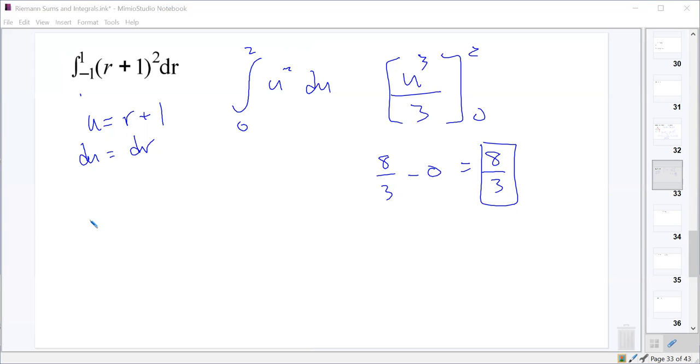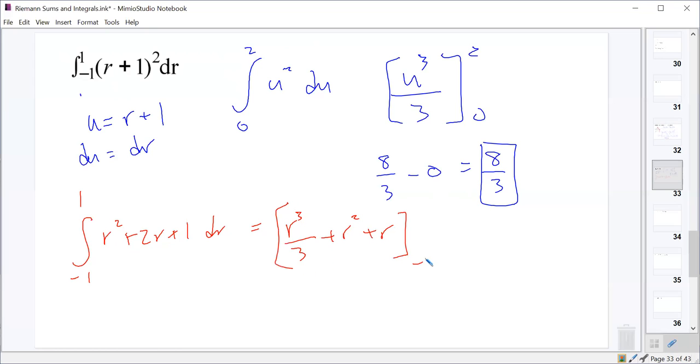We could have just expanded it out. So we could have had this as an integral from -1 to 1 of r squared plus 2r plus 1 dr. This would work just fine also. Yeah, r cubed over 3 plus r squared plus r from -1 to 1. So we've got 1/3 plus 1 plus 1 minus -1/3 plus 1 minus 1. Comes out to be 8/3 either way. Everybody good with that?